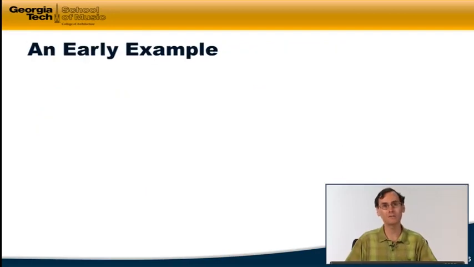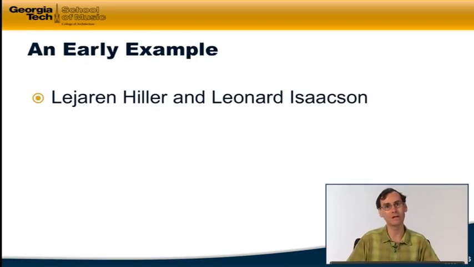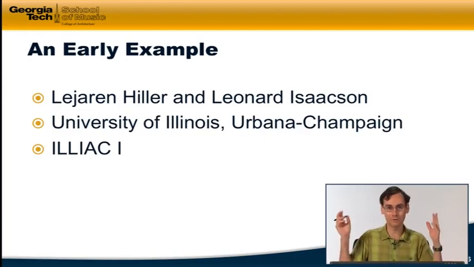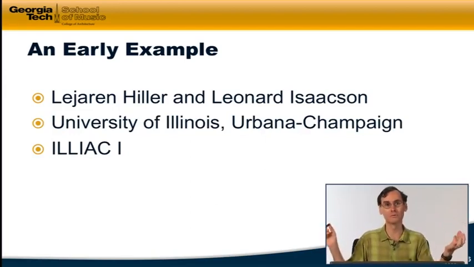So I want to take a moment and talk about a very early example of algorithmic composition with computers by Hiller and Isaacson, who were at the University of Illinois in Urbana-Champaign. They were working with a very early computer called the Iliac 1. Just imagine in your mind one of those giant computers that takes up a whole room, and that's the Iliac. It couldn't actually synthesize sound or do signal processing or anything like that.